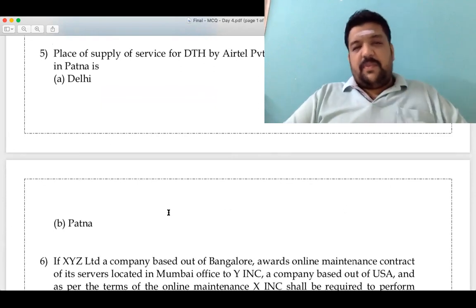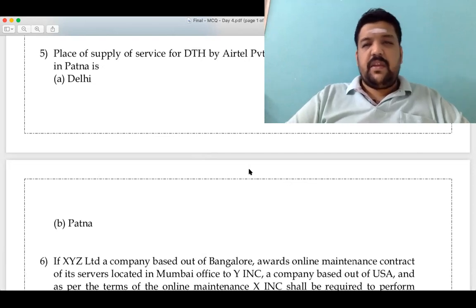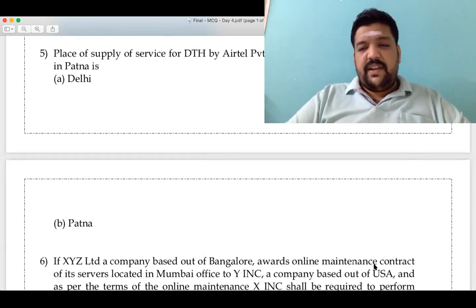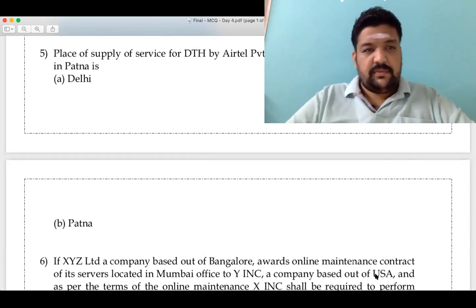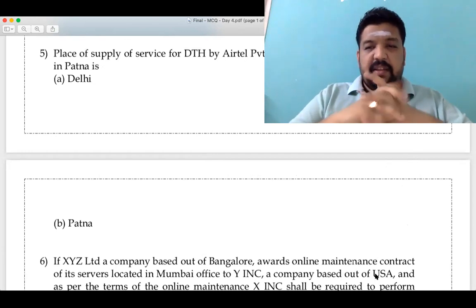Place of supply of services for DTH by Airtel Private Limited, located in Delhi, to a customer in Patna. So it's a DTH service. In case of DTH services, MCQ number 5, I'm sure your screens will be divided and shown to you. Place of supply will be what? It is a DTH payment receipt.